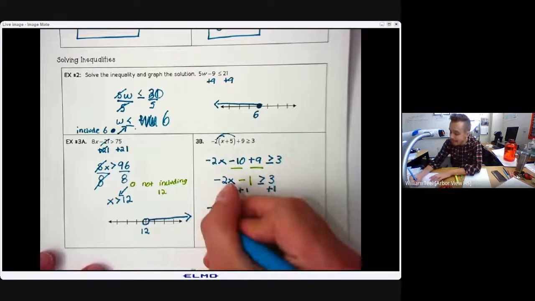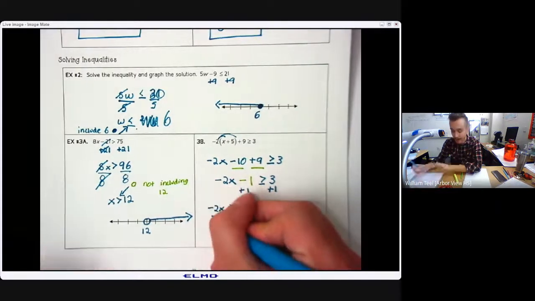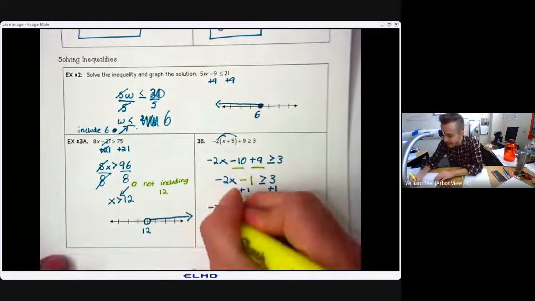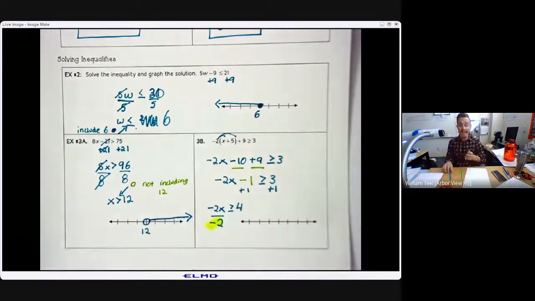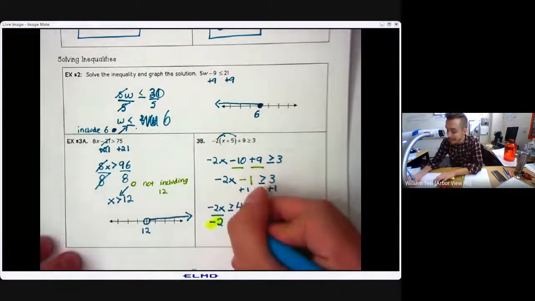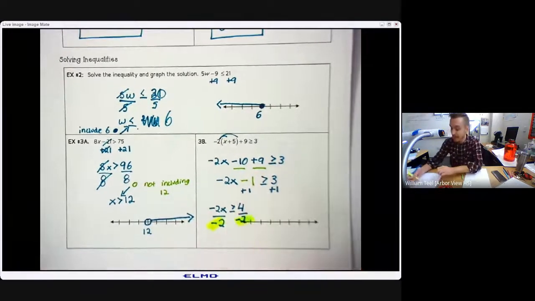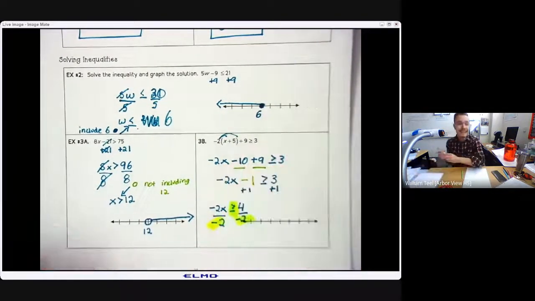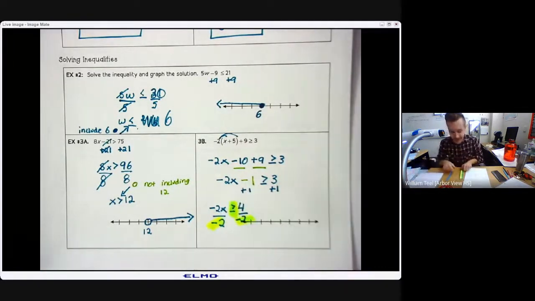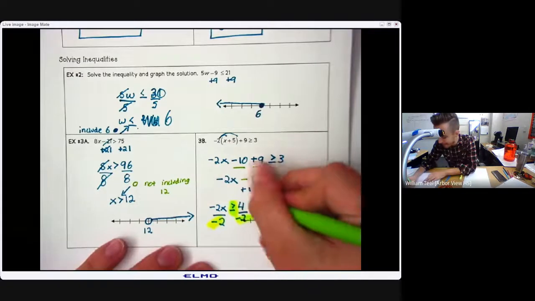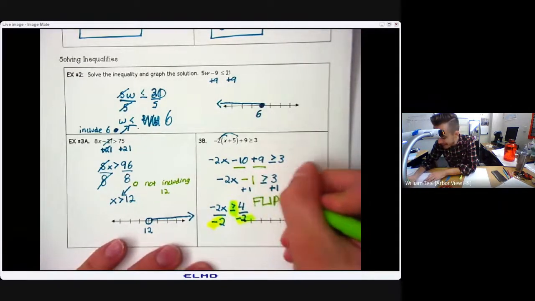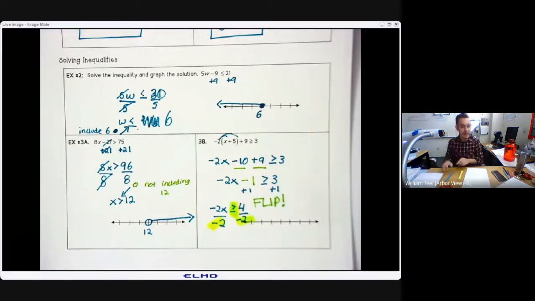Now, if you are dividing by a negative number, I want you to be very, very careful. I'm going to make a huge deal about this. You must flip the inequality if you are dividing by a negative number. So I'm going to highlight the heck out of it to show that I have to flip that sign. So right here, I want you to go ahead and put flip. Make sure you flip it. Make sure it faces the opposite direction, okay?